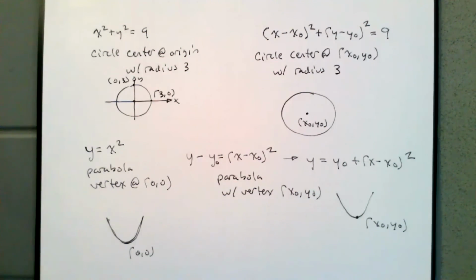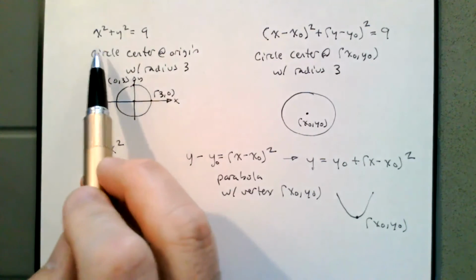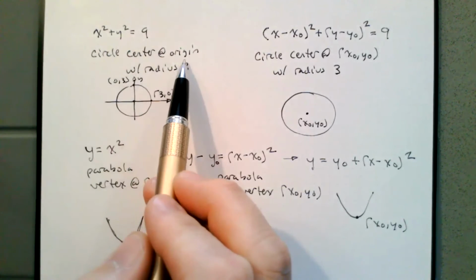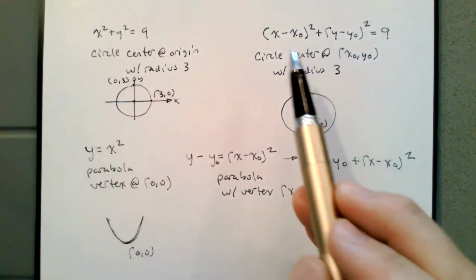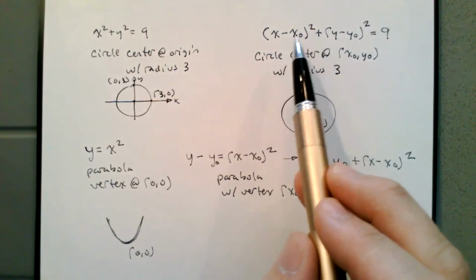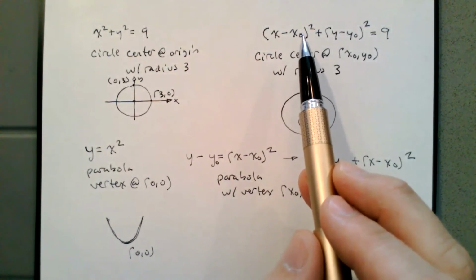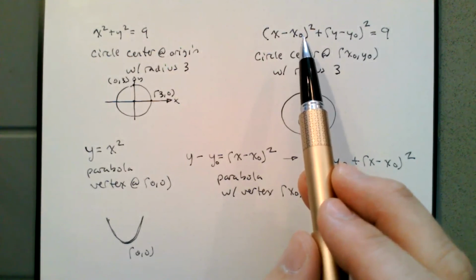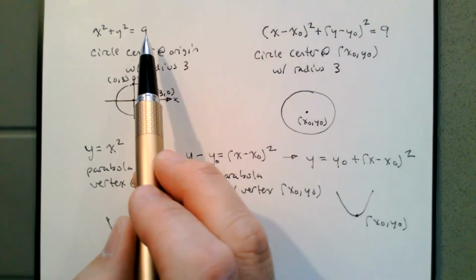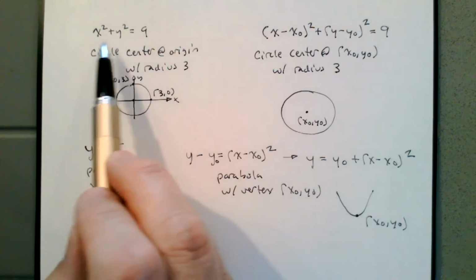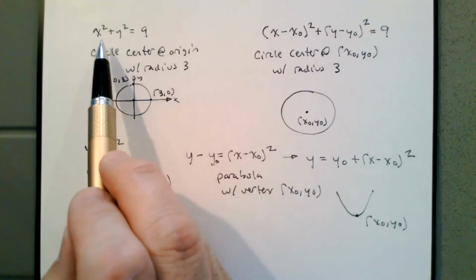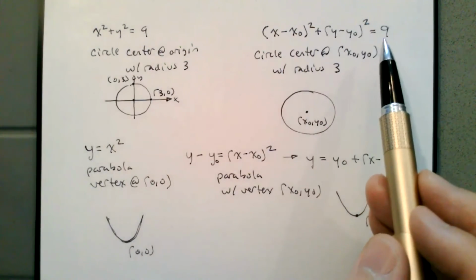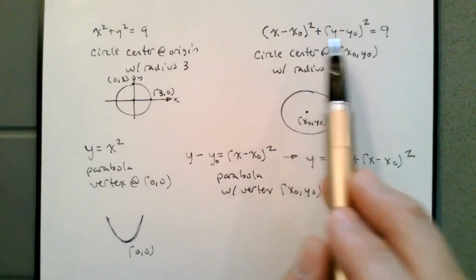My point is that when we have the equation x squared plus y squared equals 9, this is a circle with the center at the origin with a radius of 3. If we change the equation to have x minus x naught squared, that moves the center of the circle. So this is everything 3 units away from the point 0, 0. This equation represents everything that's 3 units away from the point x naught, y naught.